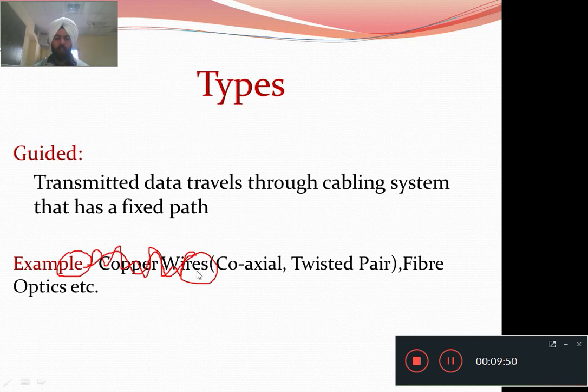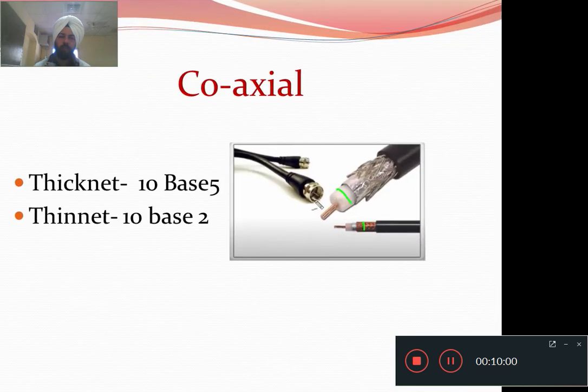Examples are copper wires, coaxial, twisted pair, and fiber optics. Another is coaxial cable. There are two types of coaxial cable. One is thick net and another is thin net.